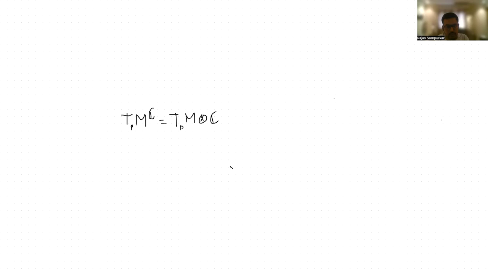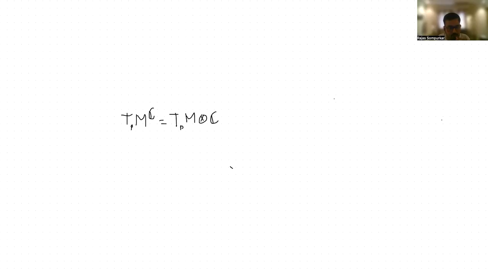We take this tensor product over R, and then we had seen that this T_pM tensored with C can be turned into a complex vector space. So this is what is called the complexification of T_pM. So this is the complexified tangent space, and the bundle corresponding to these complexified tangent spaces, which is the disjoint union of these complexified tangent spaces, is called the complexified tangent bundle.